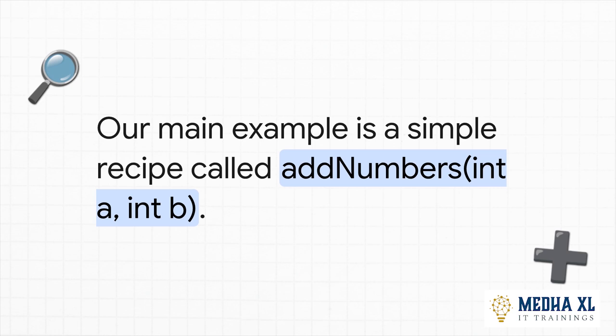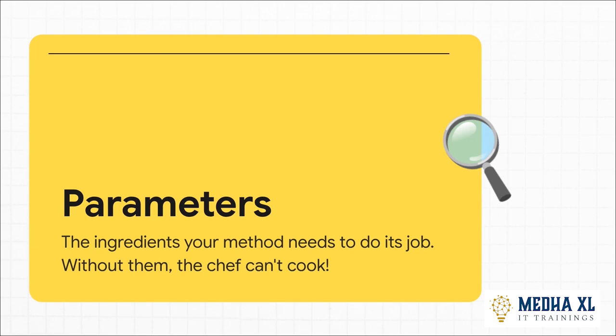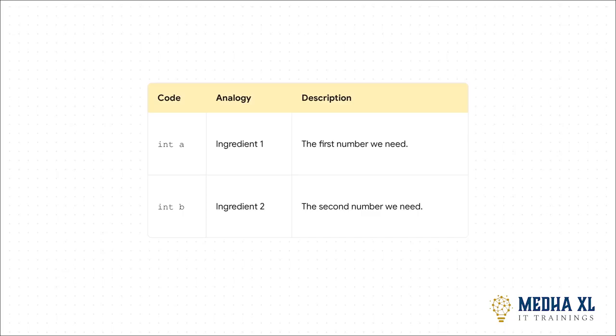Now, in real Java code, the whole thing might look a little more intimidating, something like public static int addNumbers(int a, int b). But for now, let's just zoom in on the important part in the parentheses to really get what's going on. First things first, every good recipe needs ingredients, right? Well, in programming, we call those parameters. They're just the specific pieces of information your method needs to actually do its job. I mean, without the ingredients, the chef can't cook. It's as simple as that. So for our addNumbers recipe, you can see the ingredients listed right there in the parentheses. We've got int a and int b. You can literally think of these as the two numbers that we're going to hand over to our code chef to work with. They're the inputs, and they're required for the recipe to even work.